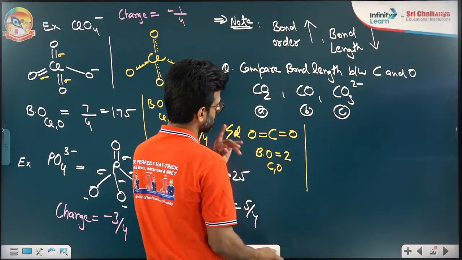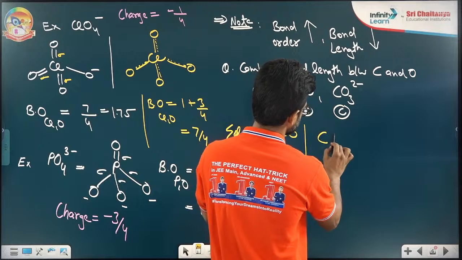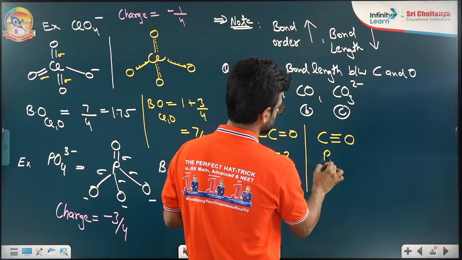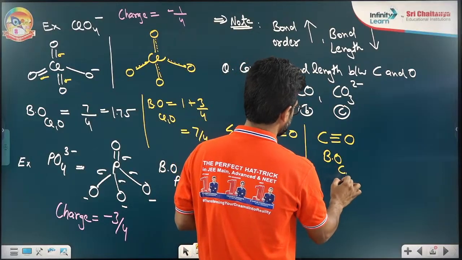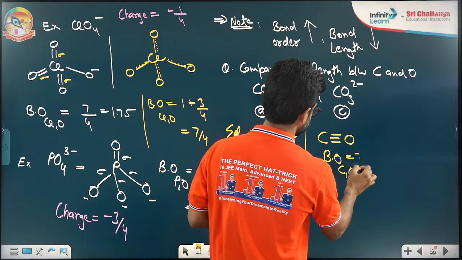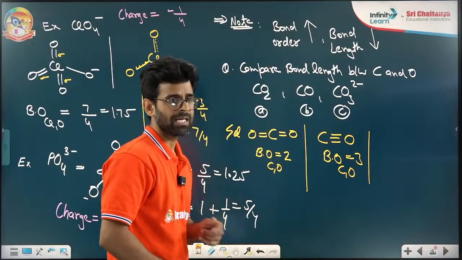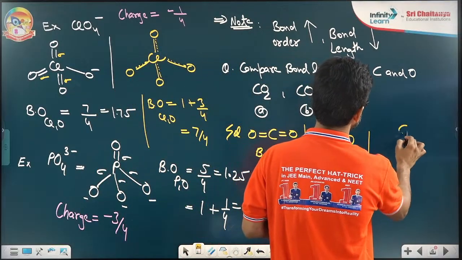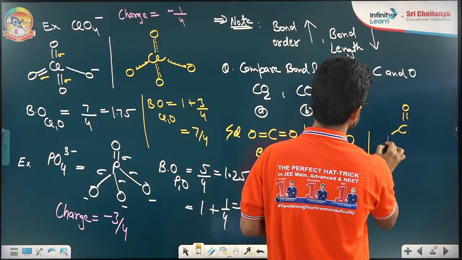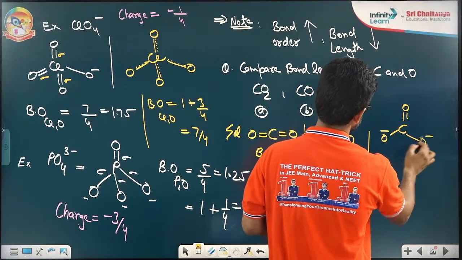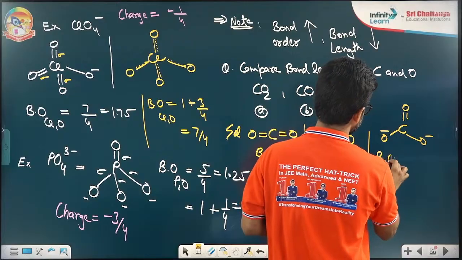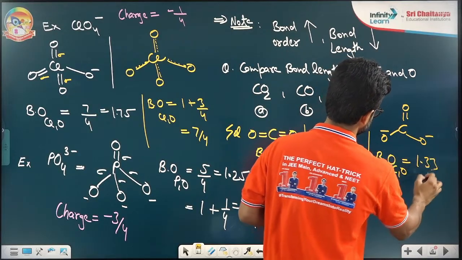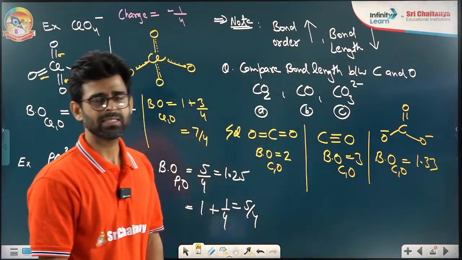And next, if you talk about CO, here we have CO. Here you can see, beta, the bond order between carbon and oxygen is 3. The next case was the carbonate ion, and we know very well, just now we have seen this concept, that in carbonate ion the bond order between carbon and oxygen was coming 1.33, right?